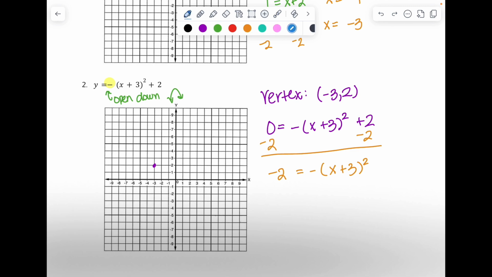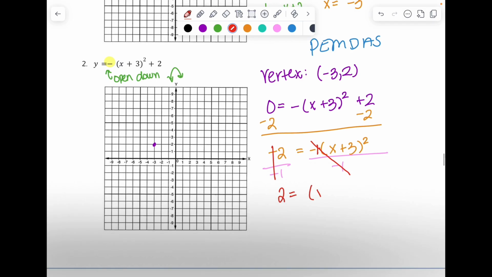If we're thinking of PEMDAS, which is our order of operations, before we can deal with exponents, because that's our square, right? If we're doing them in reverse to solve, we need to deal with multiplication and division. And so this negative right here is multiplication. It's really -1 times all of this stuff. So if we're trying to undo multiplying by -1, we would need to divide by -1. So those will cancel. -2 divided by -1 is going to make +2.